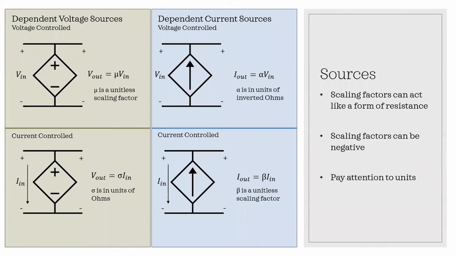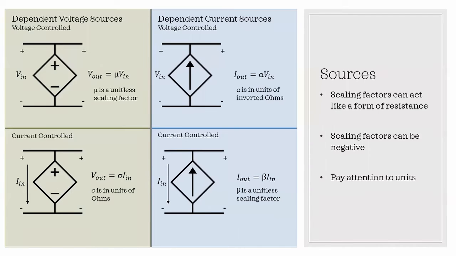Depending on whether the source is controlled by voltage or current, we have a scaling factor that we multiply our input by to get our output. A dependent voltage source on the top left that is voltage controlled, the output voltage provided by our source now is equal to mu times the input voltage across. So in this case, mu is a unitless scaling factor because when you solve for it, you just have V out over V in. And it's just going to scale up or multiply our input value by some amount.